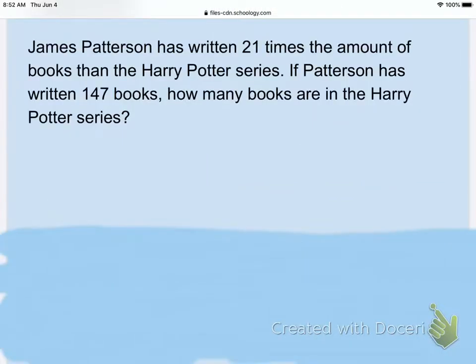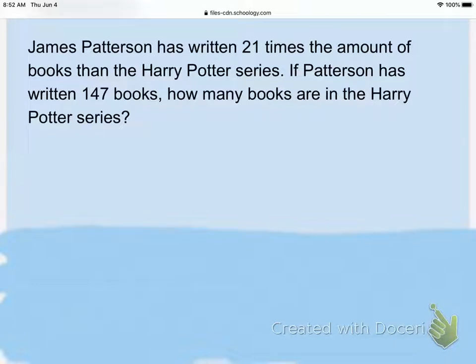Let's look at this one. James Patterson has written 21 times the amount of books than the Harry Potter series. If Patterson has written 147 books, how many books are in the Harry Potter series? So first things first, we want to identify our unknown.